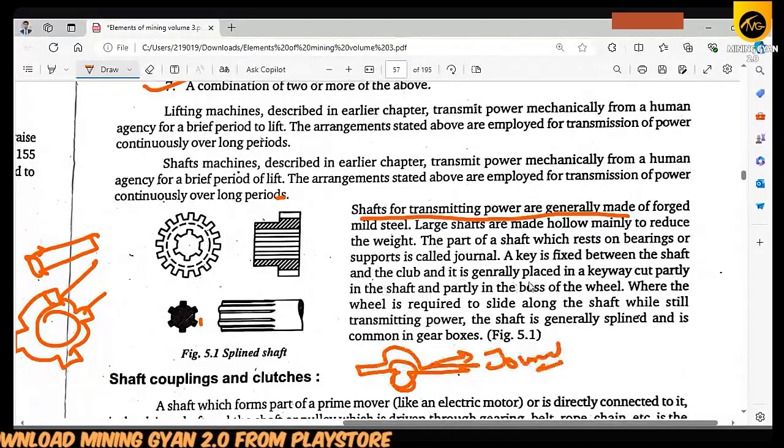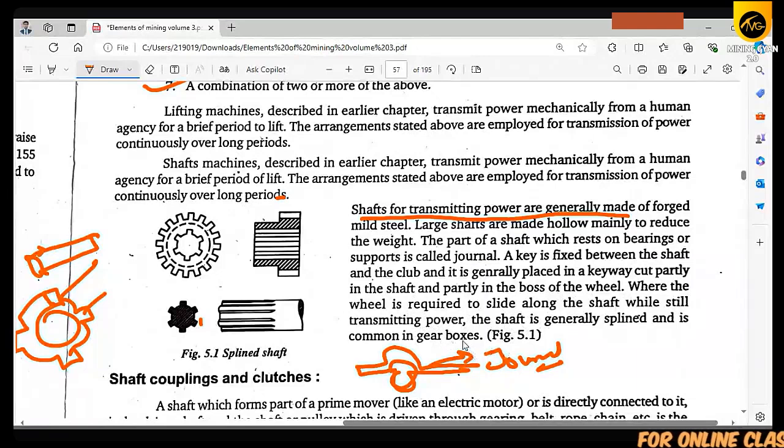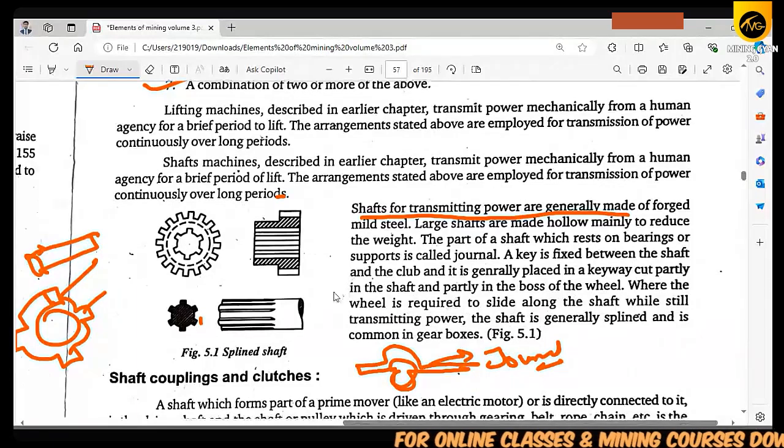It is generally placed with the key cut partially in the shaft and partially in the boss of the wheel, where the wheel is required to slide along the shaft while transmitting power. The shaft is generally splined, as commonly seen in a gearbox. For example, the combination where shafts are placed is called a gearbox. You see, this is the shaft.